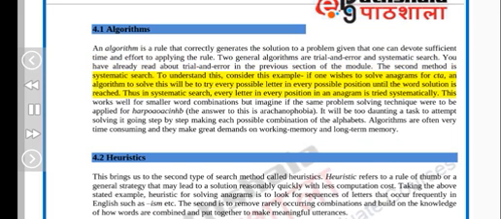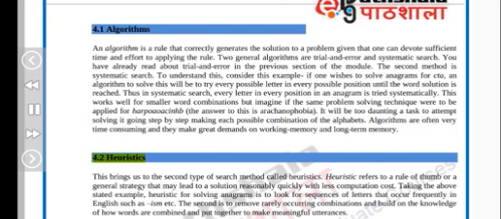To understand this, consider this example. If one wishes to solve anagrams for CTA, an algorithm to solve this will be to try every possible letter in every possible position until the word solution is reached. Thus in systematic search, every letter in every position in an anagram is tried systematically. This works well for smaller word combinations, but imagine if the same problem-solving technique were to be applied for Harpo-HB. The answer to this is Arachnophobia. It will be too daunting a task to attempt solving it going step by step, making each possible combination of the alphabets. Algorithms are often very time-consuming and they make great demands on working memory and long-term memory.